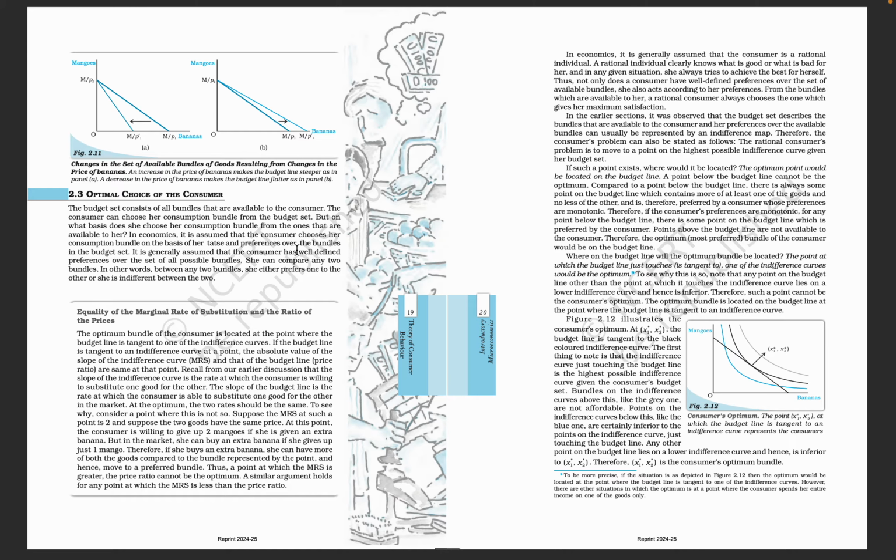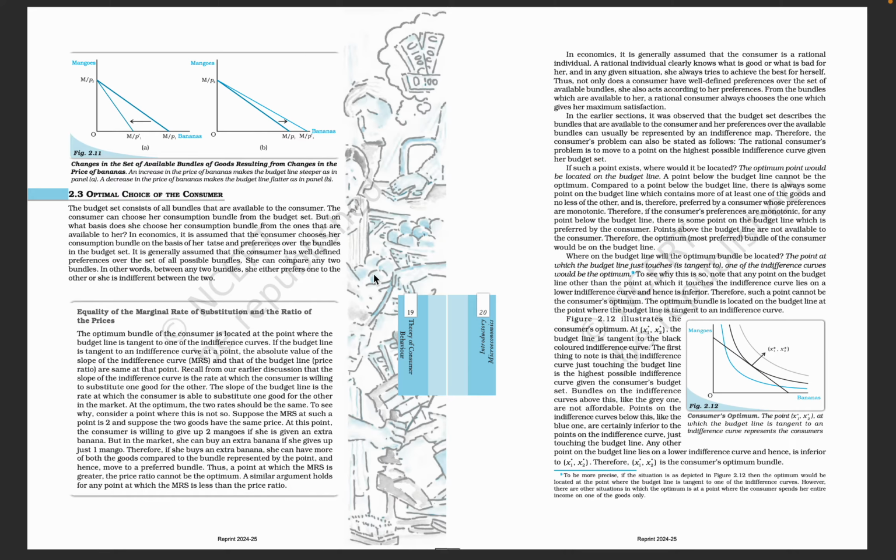Where on the budget line will the optimum bundle be located? The point at which the budget line just touches, or is tangent to, one of the indifference curves would be the optimum. To see why this is so, note that any point on the budget line other than the point at which it touches the indifference curve lies on a lower indifference curve and hence is inferior. Therefore, such a point cannot be the consumer's optimum. The optimum bundle is located on the budget line at the point where the budget line is tangent to an indifference curve. Figure 2.12 illustrates the consumer's optimum.